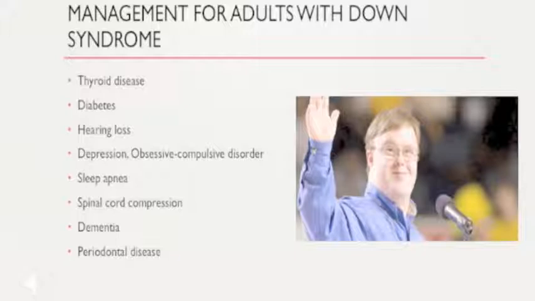Management for adults with Down syndrome includes screening and prevention just like everyone else. However, they do tend to have some diagnoses that might need treatment. So we screen them extra for thyroid disease. They can have hypo or hyperthyroidism, diabetes, hearing loss, depression or obsessive compulsive disorder, obstructive sleep apnea, spinal cord compression, dementia, or periodontal disease. It's important to always approach the individual with Down syndrome and not their caregiver first when screening for these disorders.